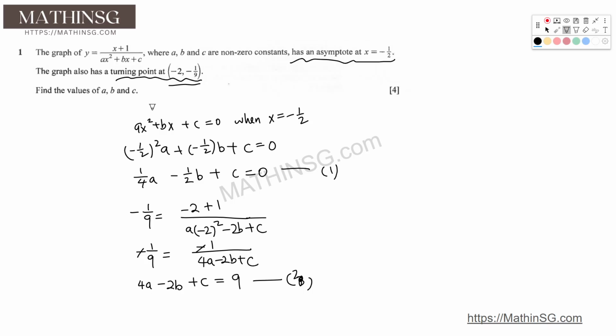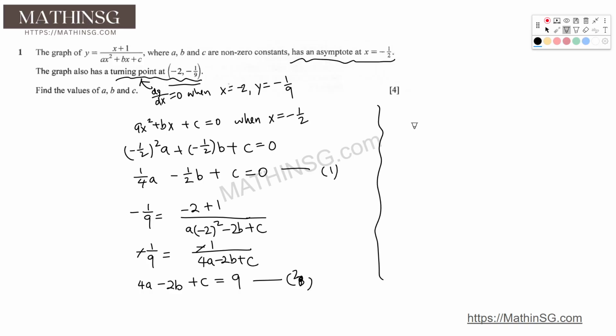Now, because I have three unknowns, I need three equations in order to solve them. So where's the third equation? Well, we know that the graph has a turning point at this point. So we know that dy/dx is equals to 0 when x equals to minus 2 and y equals to minus 1 over 9. So we can form the third equation. But before that, we need to differentiate this equation.